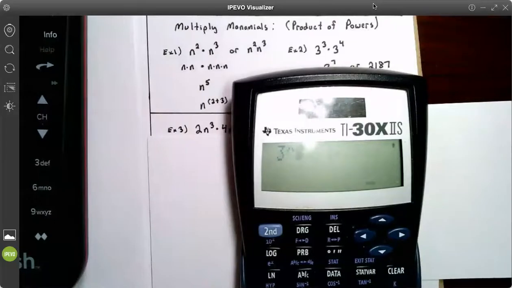Three to the power of 7 equals. And that gives us our answer, 2187. So remember that power of button on your calculator.